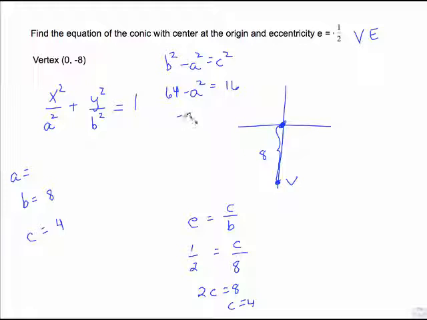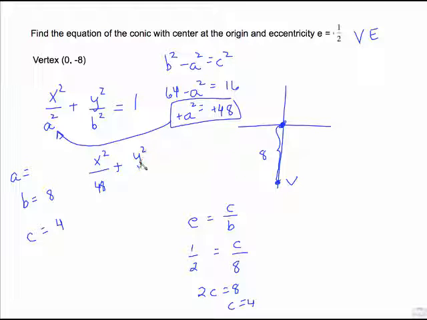Subtract 64 from both sides gives us -a squared equals -48. I can make both of those positive. And I could take the square root of this and simplify, but I don't need it. I need to know what a squared is, and I know it. It's going to go right there. So this is x squared over a squared, which is 48, plus y squared over b squared. Now I do need to square that because that is the b value, is 64, and that equals 1.